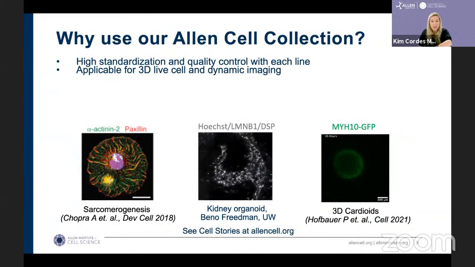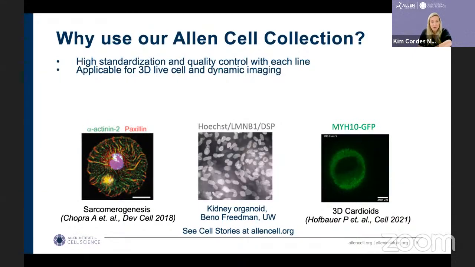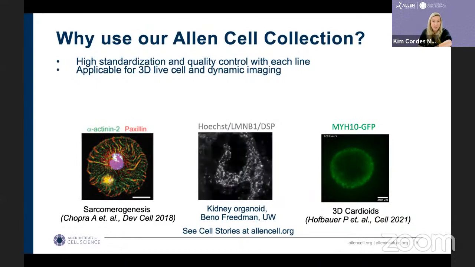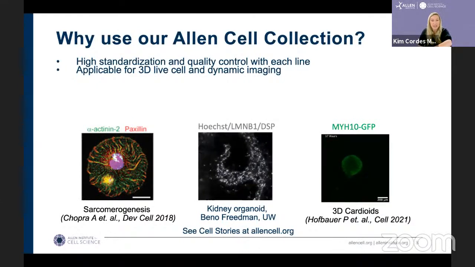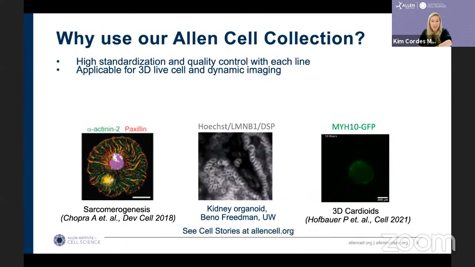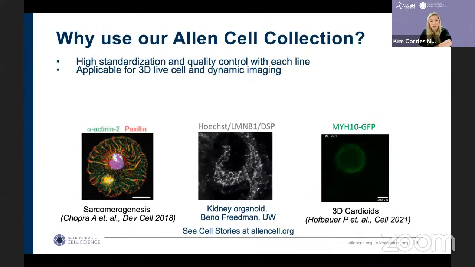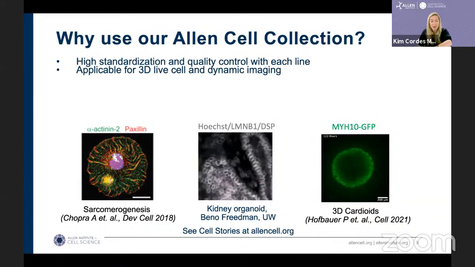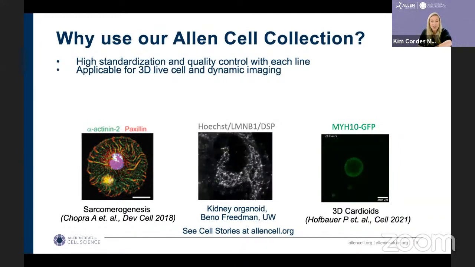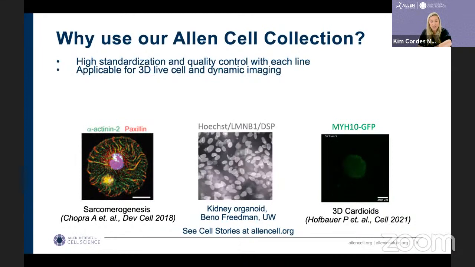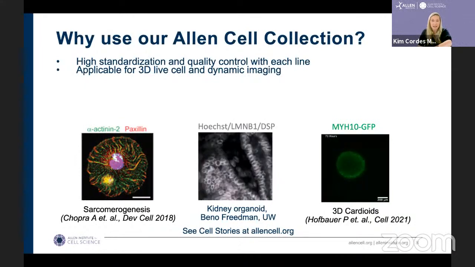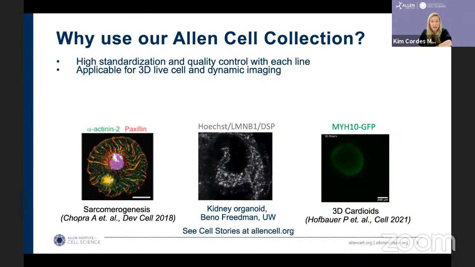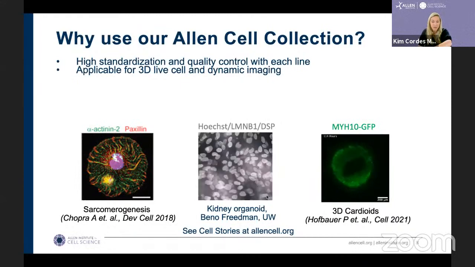And in the middle, you'll see a video from one of our collaborators, Bino Friedman at University of Washington, who uses our lines to understand kidney disease and regeneration. And then on the far right, you'll see a new study that just came out from a group from Austria, where they're creating these cardiac organoids called cardioids. And this is an example of a live imaging of that cardioid from over 24 hours.